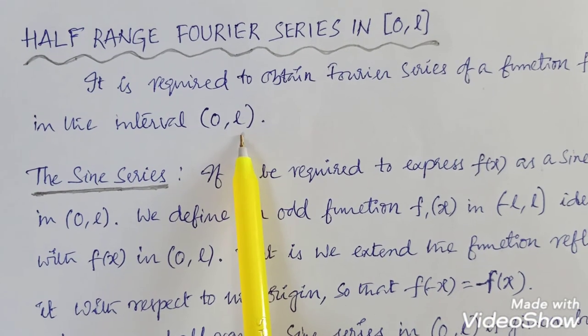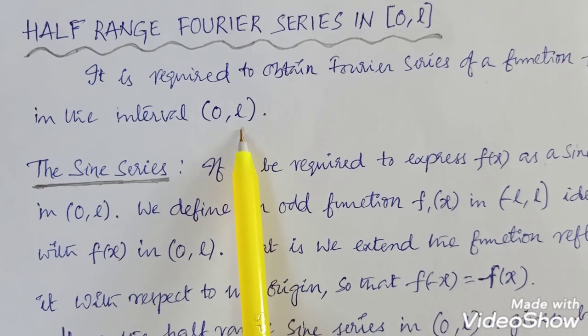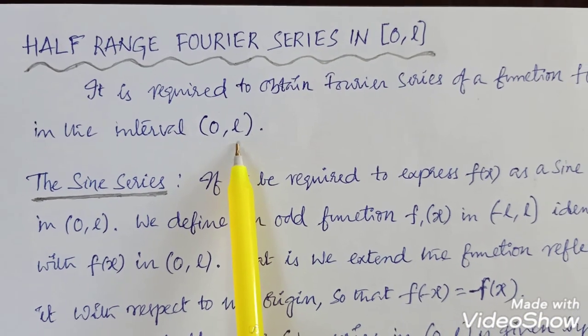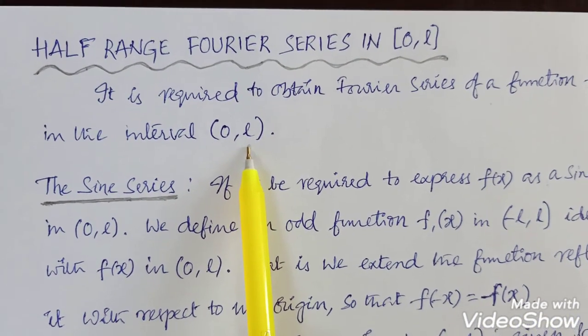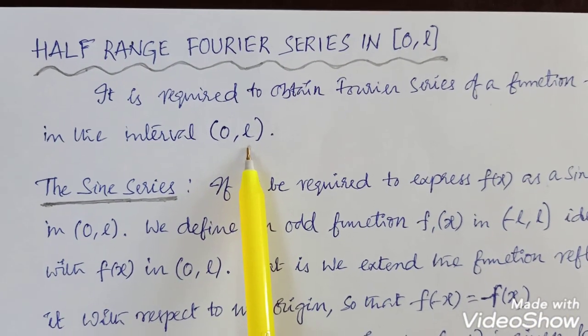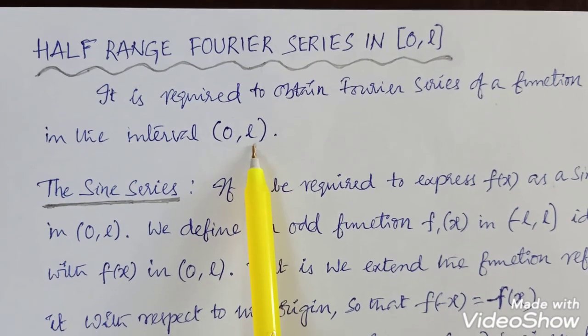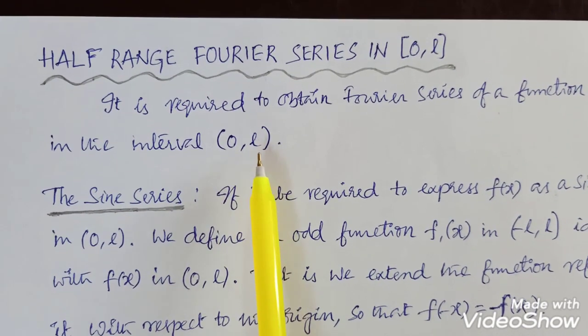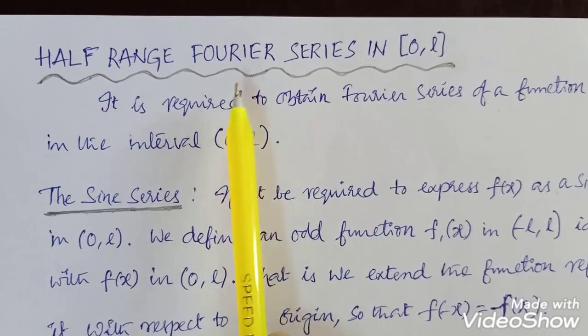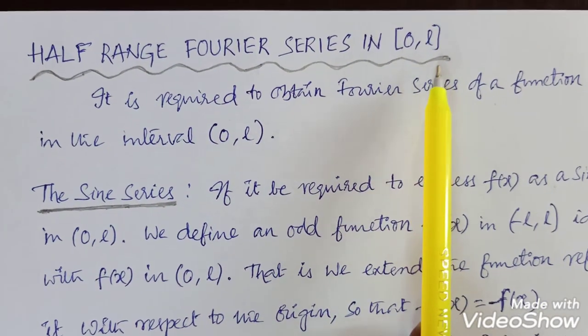This is exactly the half range. The range of this is half. The length of the period is 2L, but here it is L, which is half of 2L. That's why it's called the half range Fourier series in 0, L.